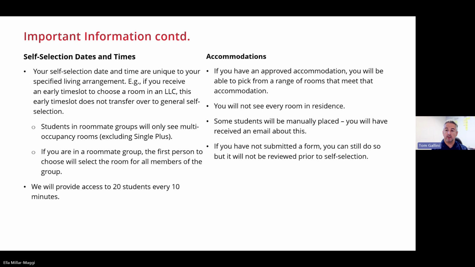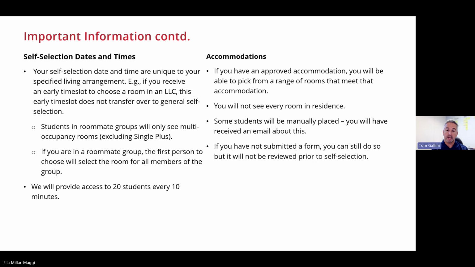If you haven't yet submitted a health or non-health accommodation form, you can still do that. We won't be able to review it before self-selection, but we will continue reviewing submissions. And then what will happen is that you'll go onto a wait list, and over the rest of the summer, we will get some attrition. And then those students will be offered a room to move into a room that meets their approved accommodation.